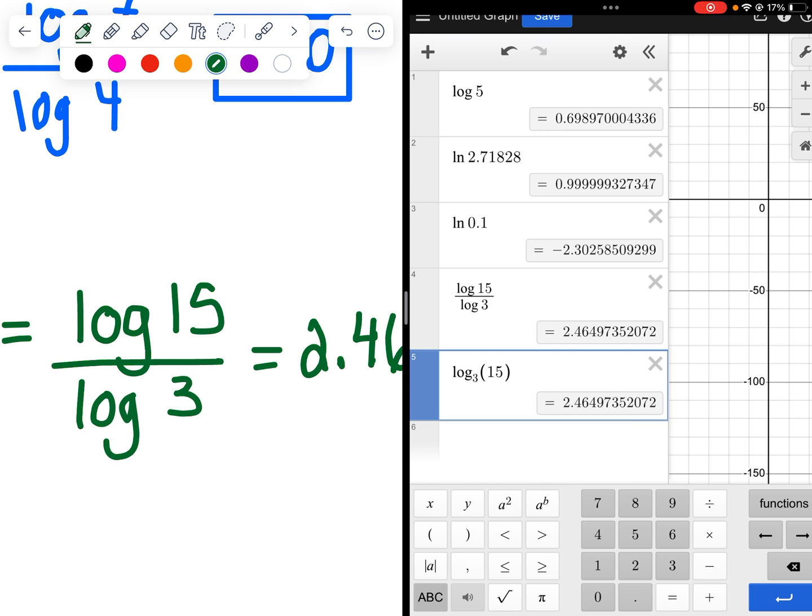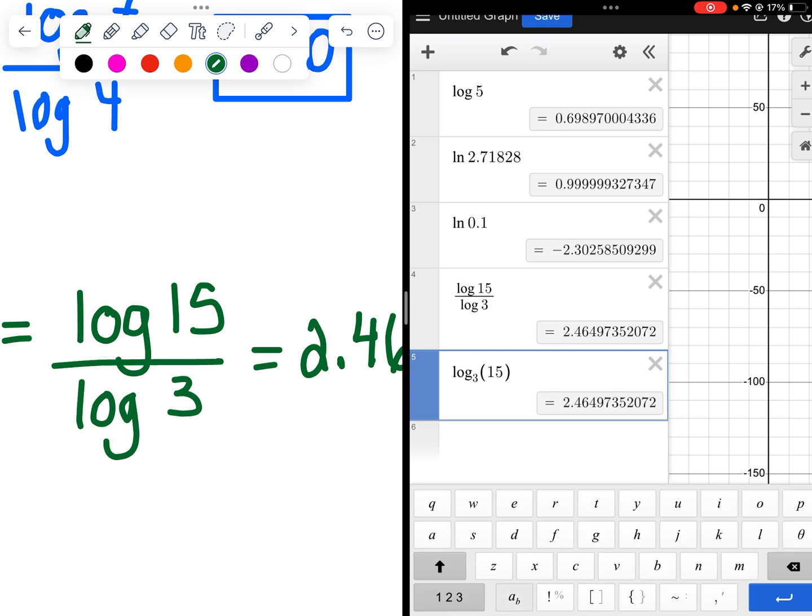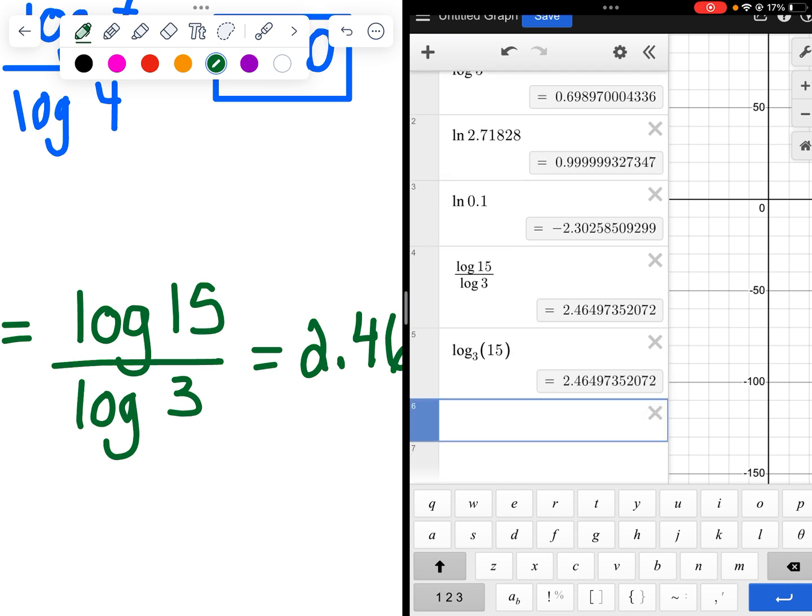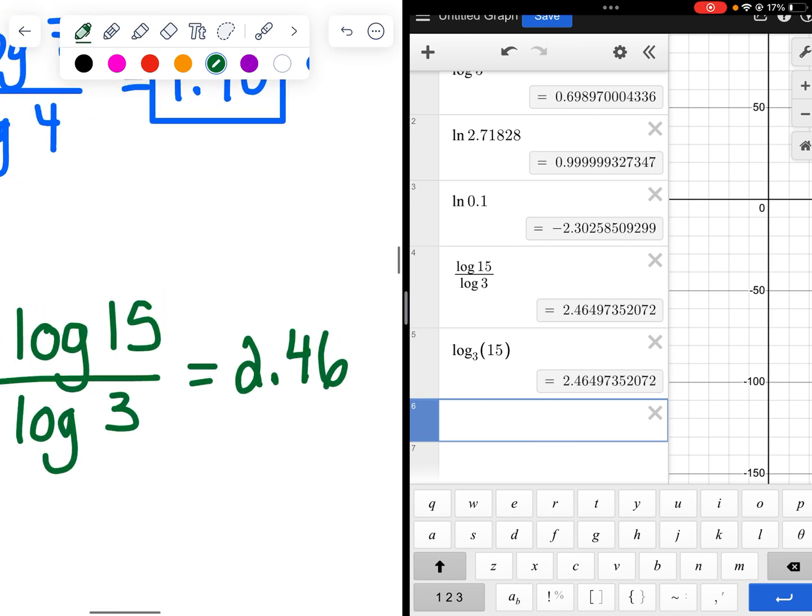Cool. So I went to ABC. I hit this AB button. It's right below the Z. It gives you a subscript. So I was able to change the 3 that way. Or you'd have to go back into functions and retype it. But you get the same number, 2.46. So both methods work. But again, change of base always works.